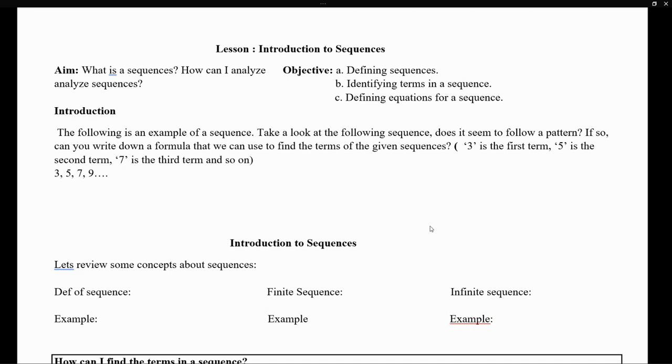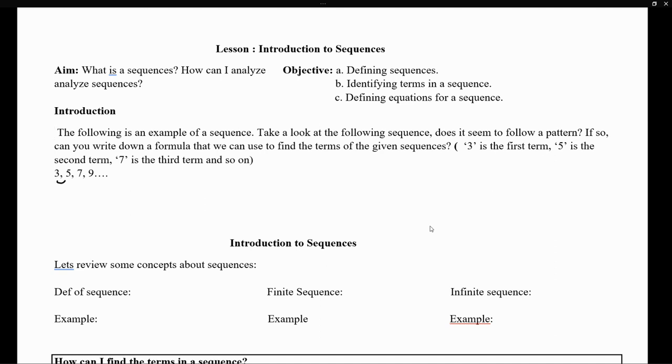So here we have what we call a sequence, which is just a list of numbers. Notice that the first number is 3. The second number in the list is 5. The third is 7, and the fourth is 9. Each of those numbers is what we call a term. So here in the sequence, we're only seeing 4 terms. Now, does this sequence seem to have a pattern?